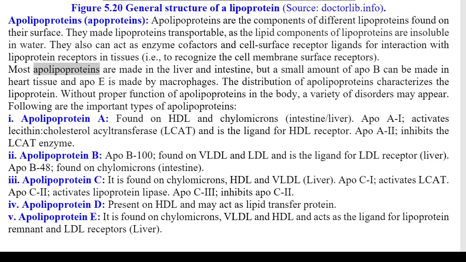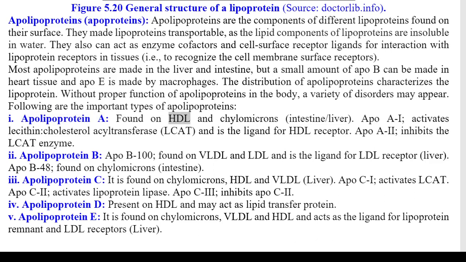Most apolipoproteins are made in the liver and intestine, but a small amount of ApoB can be made in heart tissue, and ApoE is made by macrophages. The distribution of apolipoproteins characterizes the lipoprotein. Without proper function of apolipoproteins in the body, a variety of disorders may appear. Following are the important types of apolipoproteins.